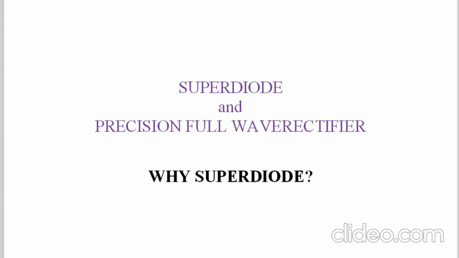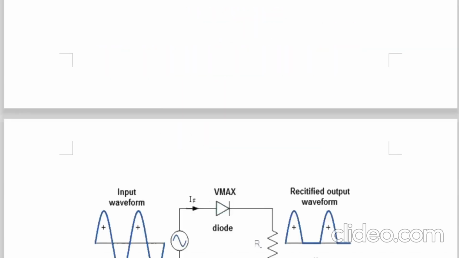Today we are going to study a topic which is called Super Diode and Precision Full Wave Rectifier. In this case, we are using a super diode. So why super diode, and what is the concept of super diode? All that we are going to study. We are also going to revise in short a normal PN junction diode, and then how to convert a normal PN junction diode into a super diode. So let us start the topic.